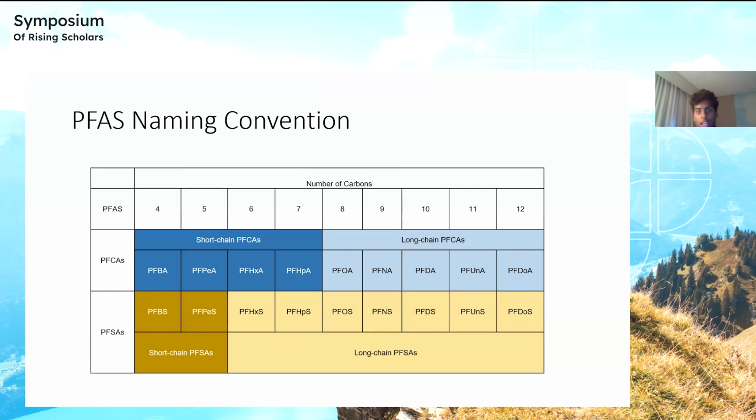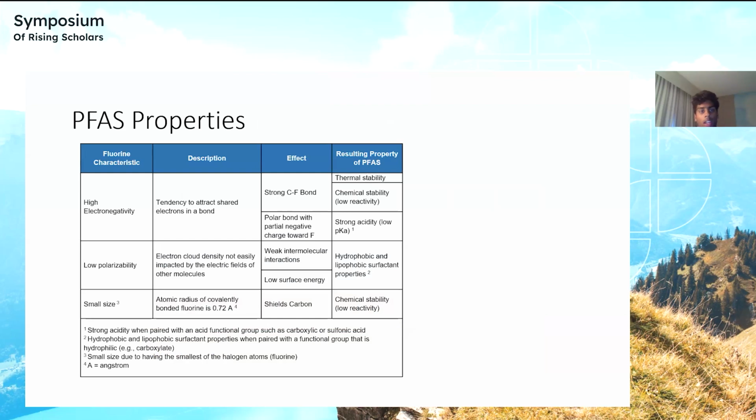Here's just a table of a PFAS naming convention. It's not really important that you actually know the names, just to know that the short chain PFAS have fewer carbons. And here are some properties of PFAS. You can link them to properties of fluorine. So PFAS have really high thermal and chemical stabilities. They're strong acids, and they also have hydrophobic and lipophobic surfactant properties, meaning that they're both attracted to water and also to oils.